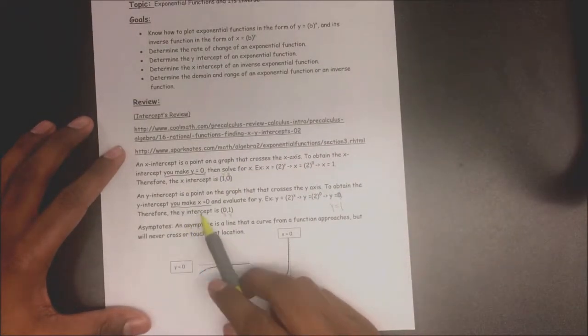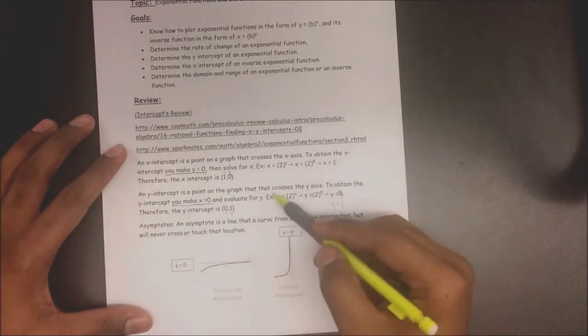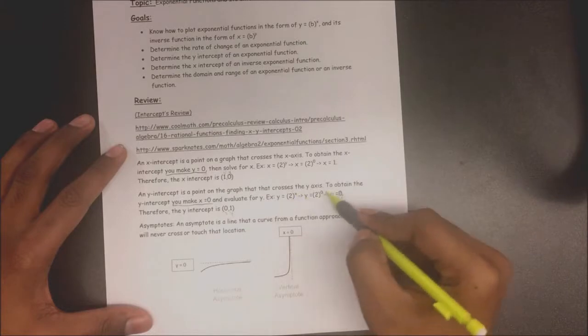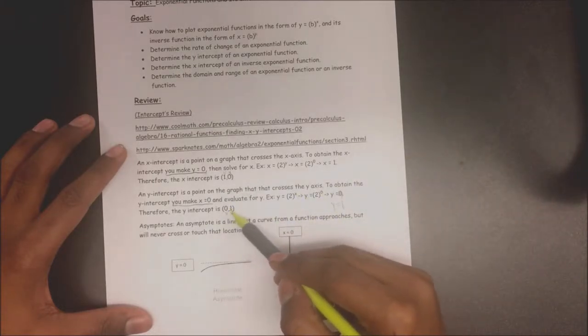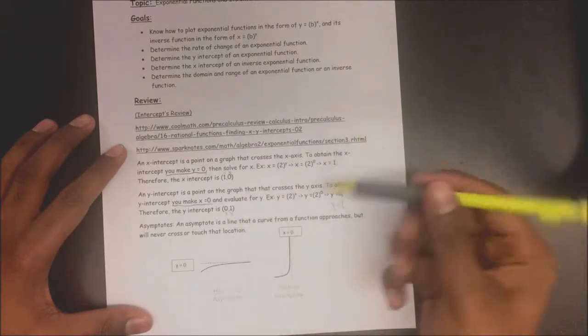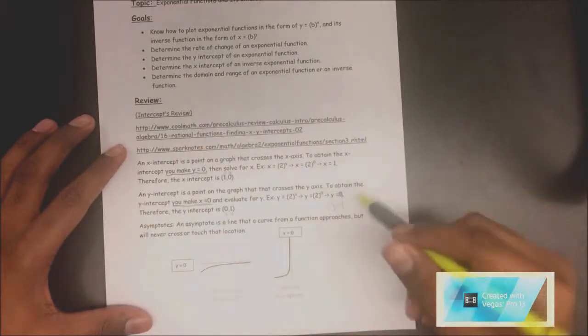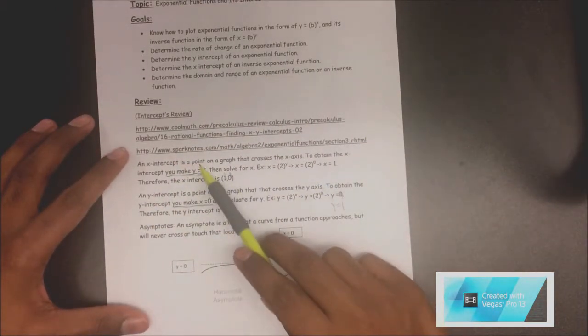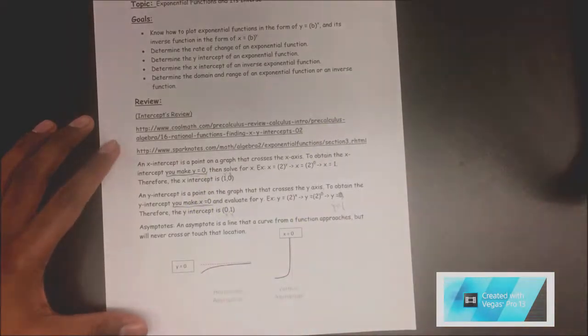In order to obtain the y-intercept, you have to make x equal 0 and evaluate for y. So you input 0 here, anything to the power of 0 is 1. So therefore the y-intercept is 0 to 1. And that's your x, that's your y. So key points, you have to remember these two factors and understand that to find an x-intercept, you make y equal 0. To find the y-intercept, you make x equal 0.